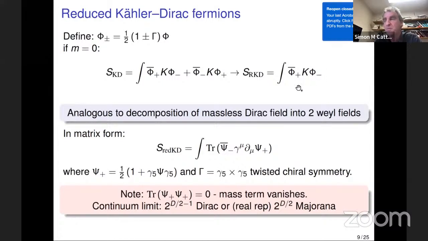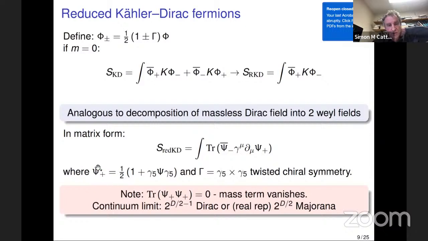So it maps between the plus and minus sectors in the same way that the ordinary Dirac operator maps between left and right-handed fermions. So this is quite analogous to the decomposition of a massless Dirac field into two Weyl fields, all right? I can write down a matrix form of this action. So again, it's just the D slash that goes in the center. It maps between psi plus and psi minus.